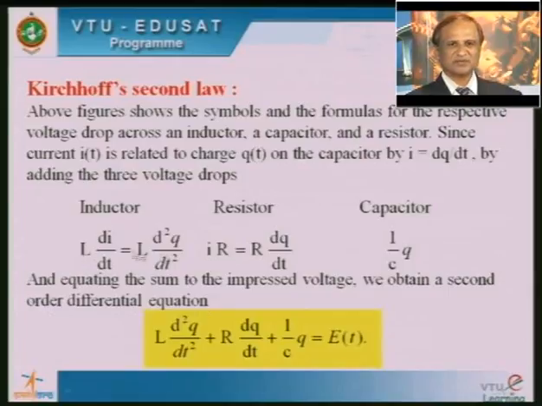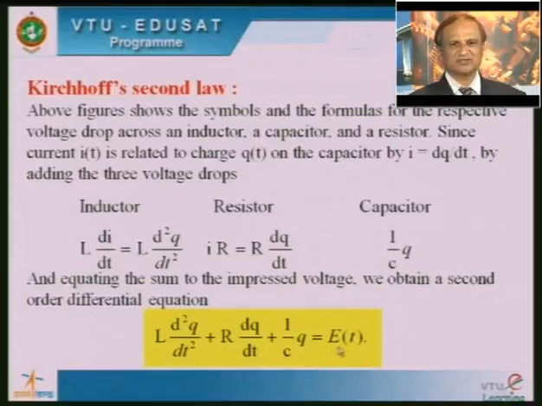Is it clear? So it means when we add these 3 terms, we will get L into d square q upon dt square plus R into dq by dt plus 1 upon C into Q is equal to E of t, right. So mathematically it is a second order differential equation. How do we say that it is a second order differential equation? Because highest derivative is d square q upon dt square. That is why it is a second order first degree differential equation, right.